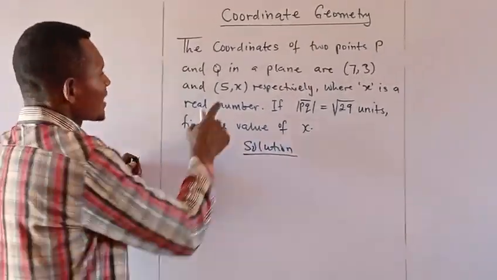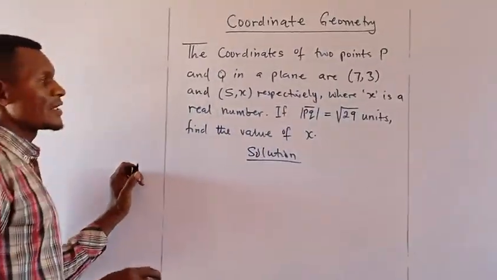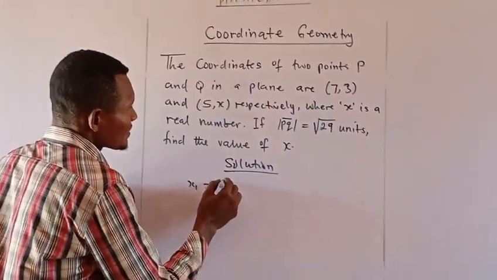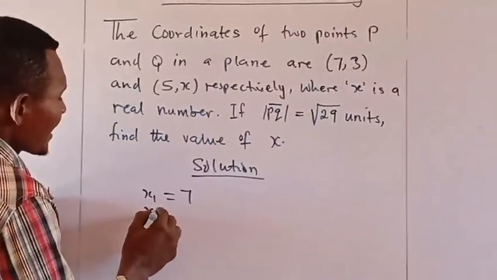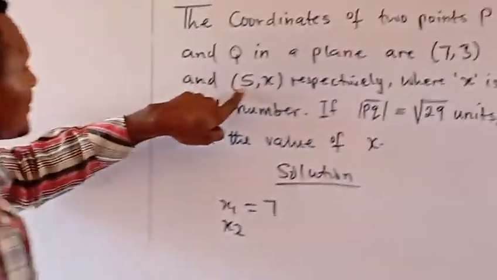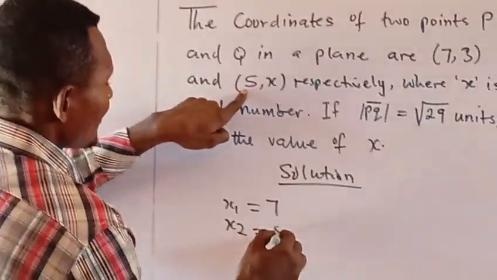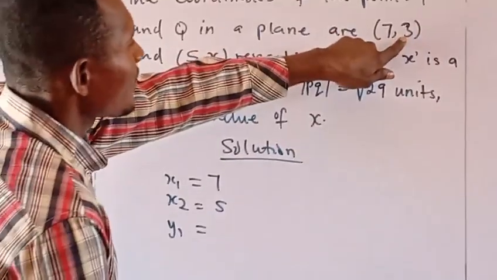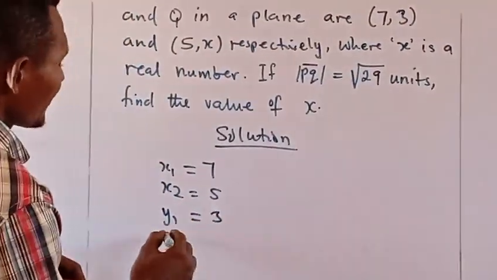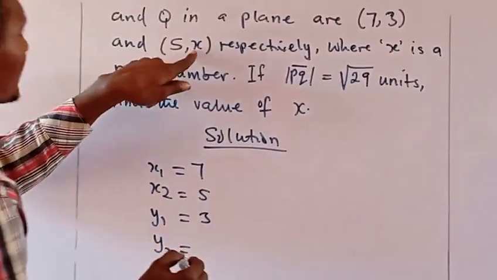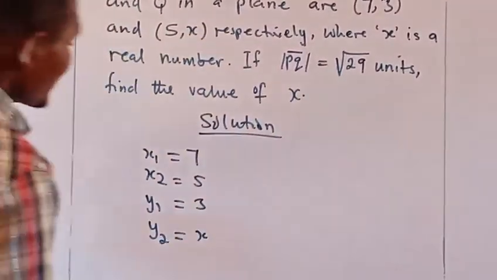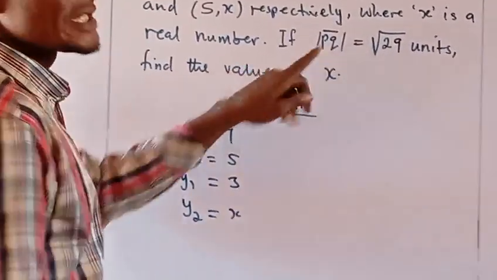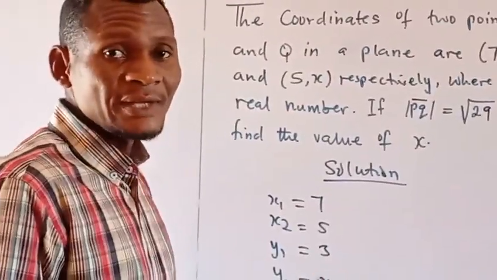So in solving this, we are given these points. Let's bring out the coordinates respectively. Our x1 is equal to 7, our x2 is equal to 5, y1 is equal to 3, and y2 is equal to x. Now these are the values. So we know that distance PQ is given to us, so we're going to apply the formula in order to solve.